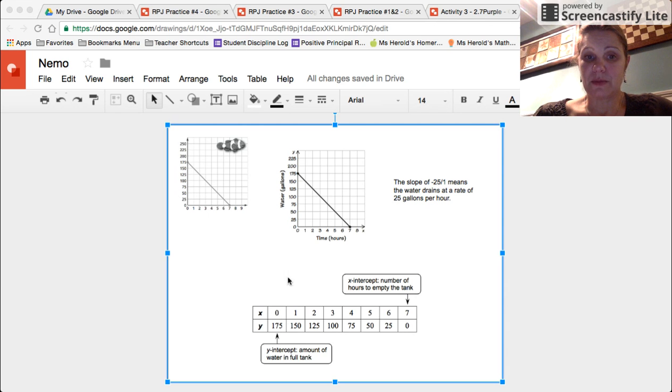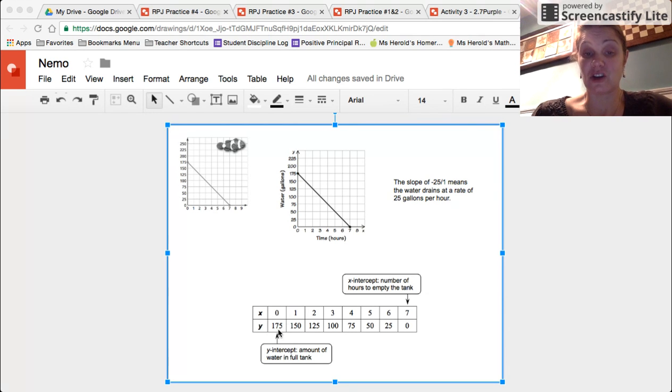The y-intercept, remember, is where x is equal to 0. So here's my x-axis, here's 0. The y-intercept is 175, and that goes with gallons. So that means when no time has passed, there's 175 gallons in the tank. That means that's the starting amount. The x-intercept is 7, because when y is equal to 0, when there's no more water left in the tank, it has taken 7 hours to drain. So that's where they came up with that one.